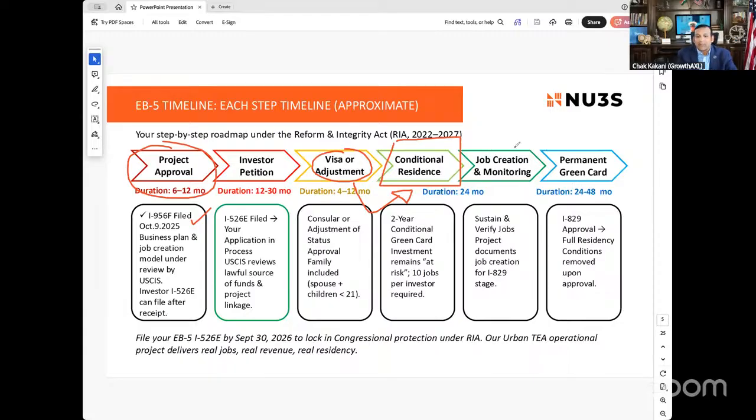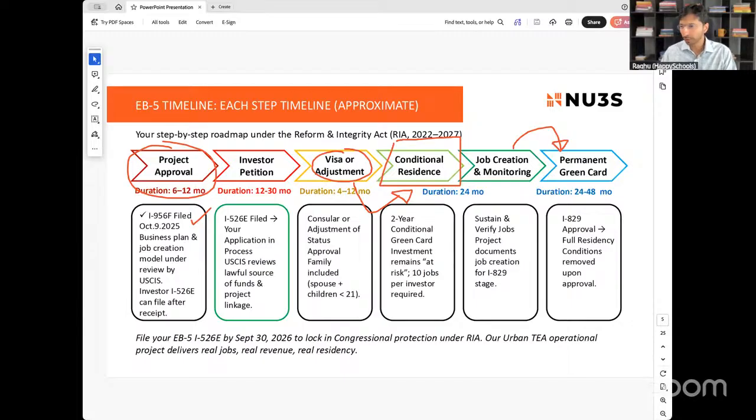Okay. So job creation and monitoring and permanent green card. And the monitoring is done by a regional center, which sponsors the I-956F petition. Actually, they're the applicant of the 956F petition, and they monitor, they submit the compliance if USCIS asks about the jobs, and then the conditions are removed and you're free. So your investment has to stay on till your conditions are removed, your $800,000 investment in the project.